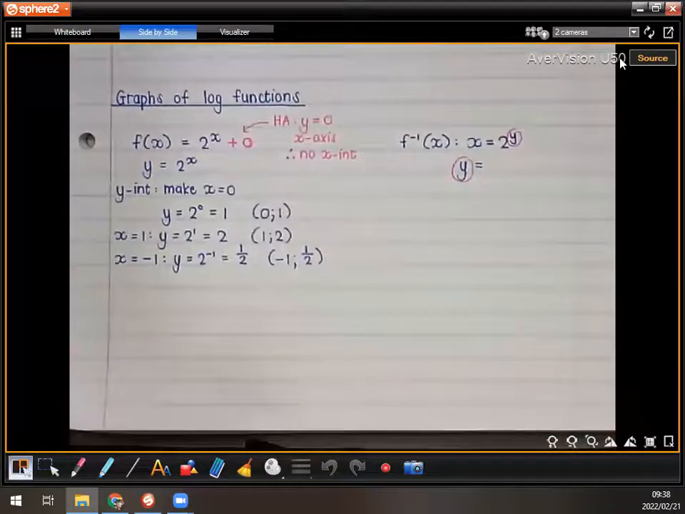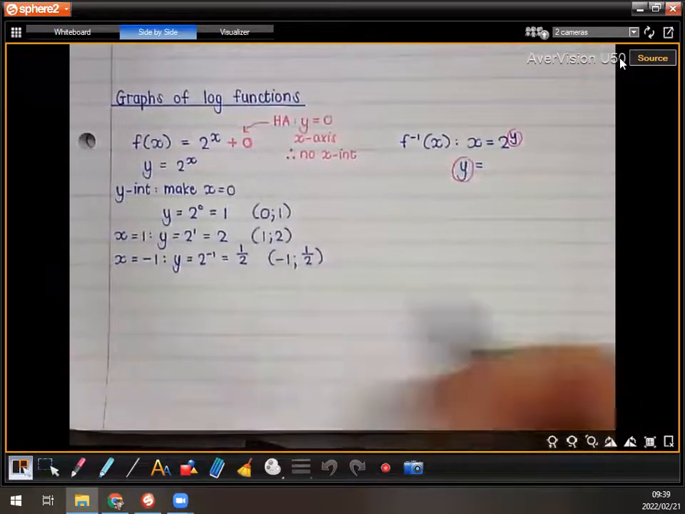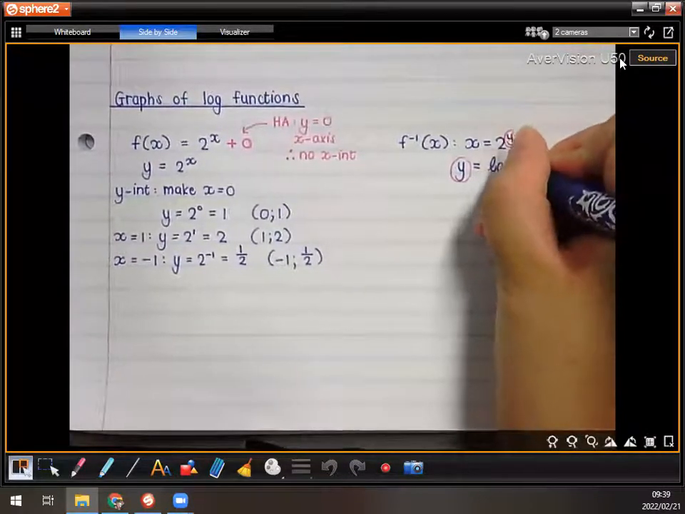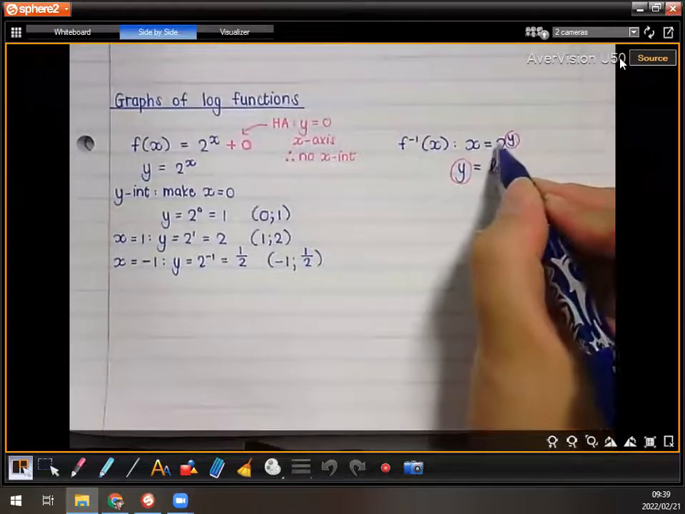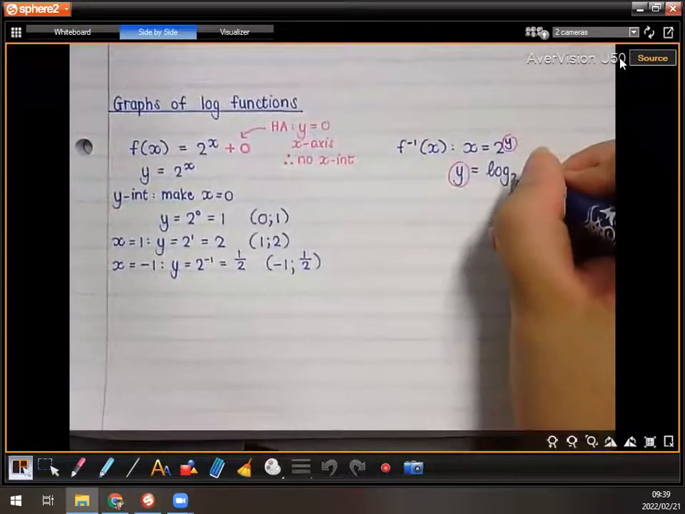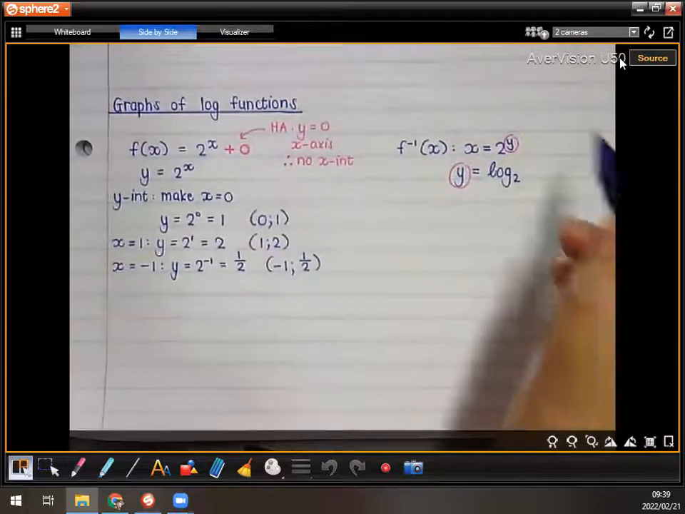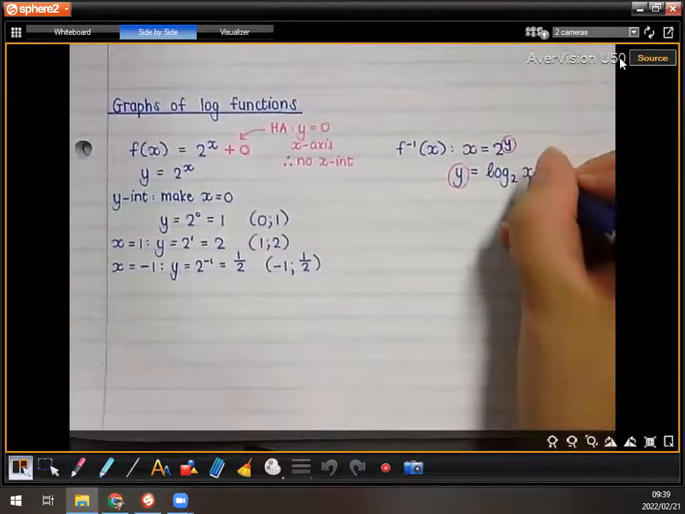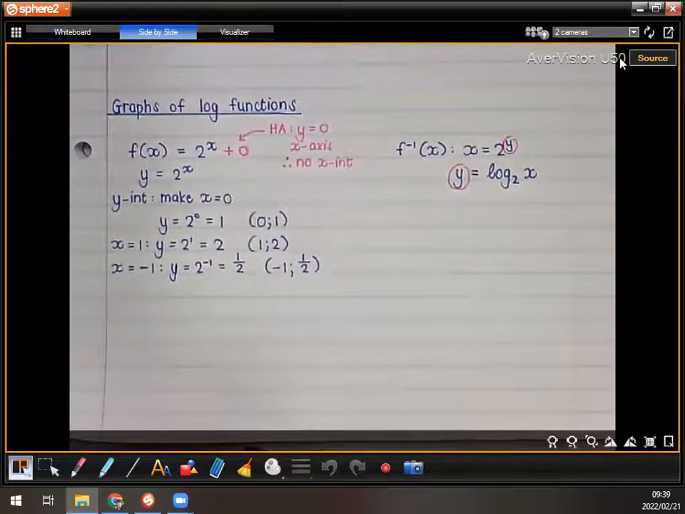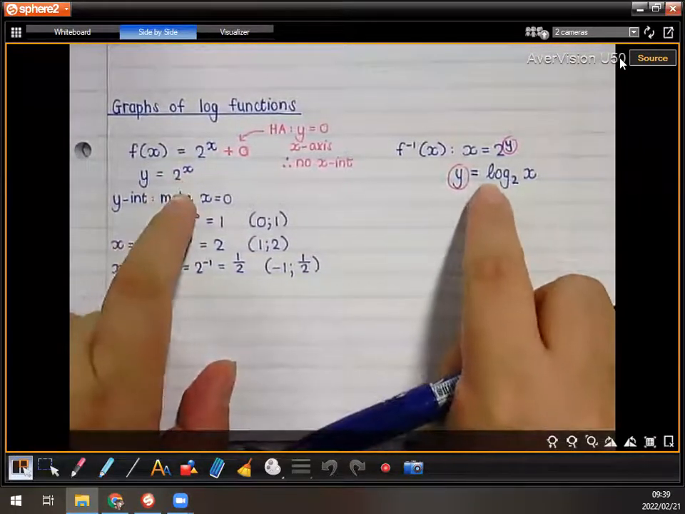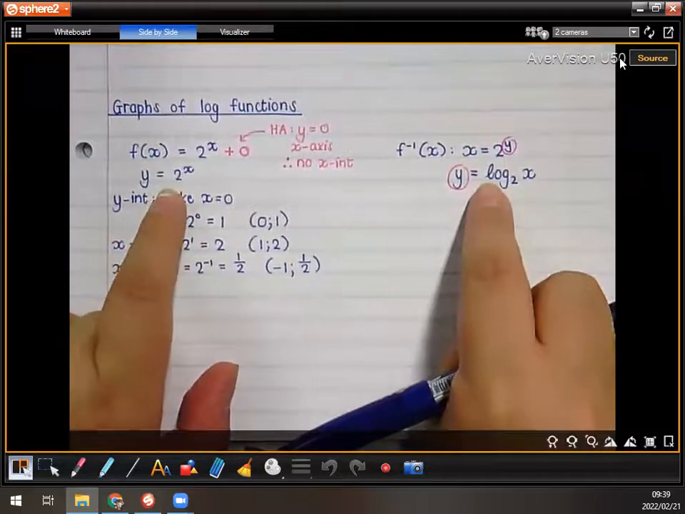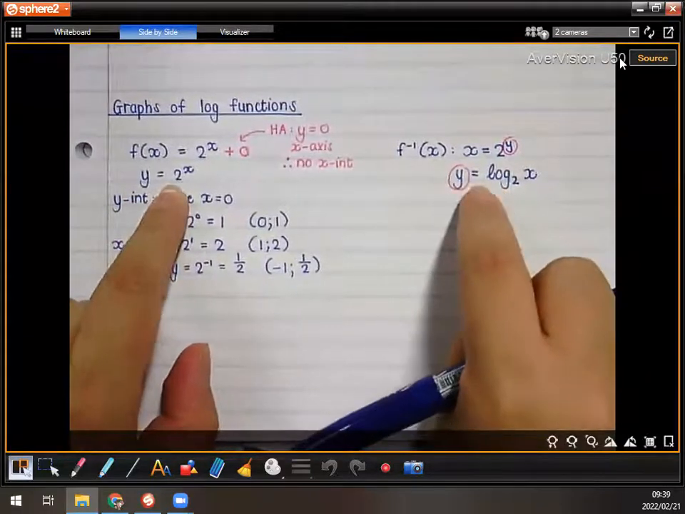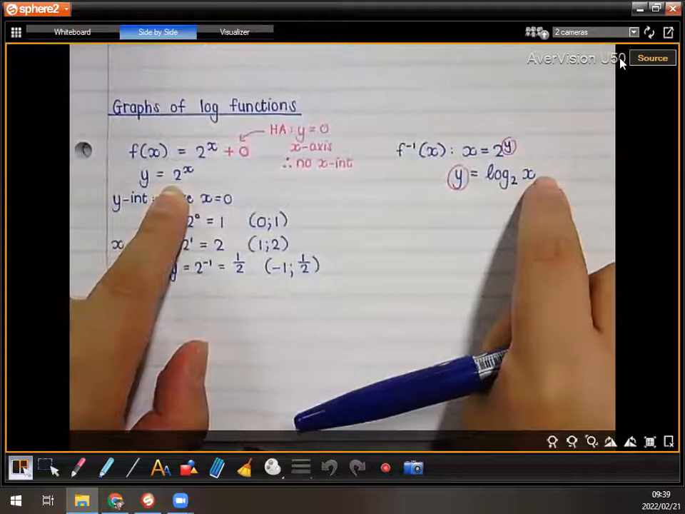We circle that y again. We're trying to make the exponent the subject. We use log form for that. So we're going to say log. The base of the exponent, which is 2, becomes the base of the log. And then the other variable that's left is the x. So these two equations are inverses of each other. Right, y equals 2 to the x, and y equals log base 2 of x.